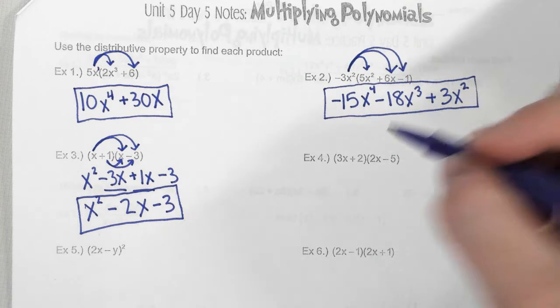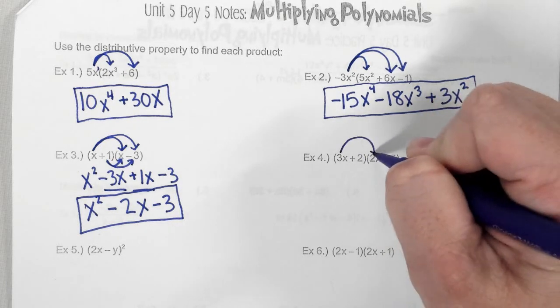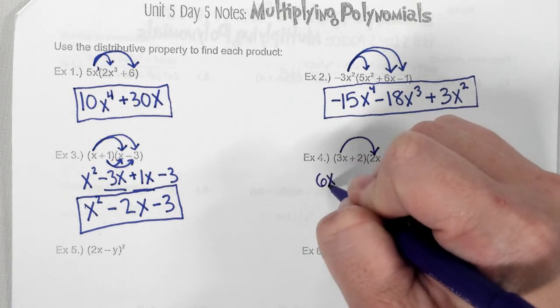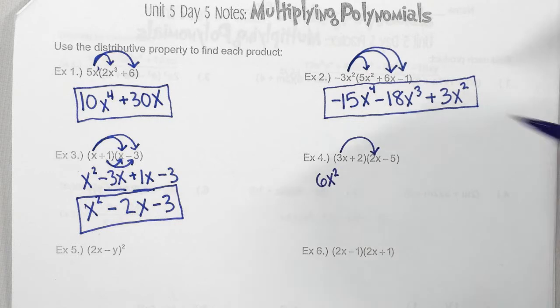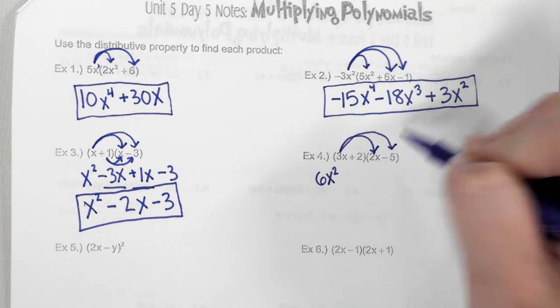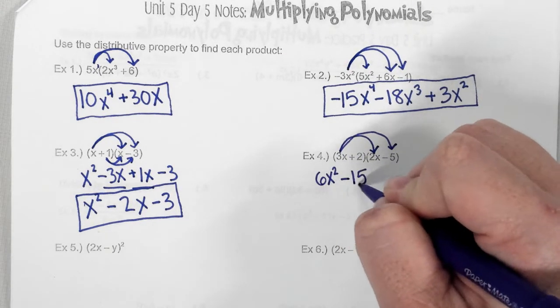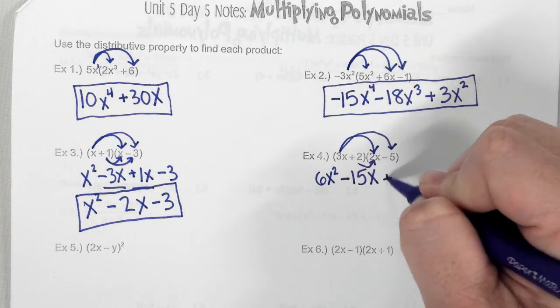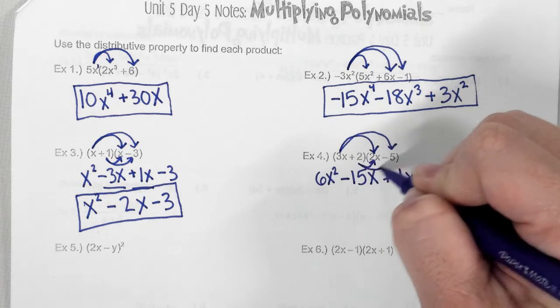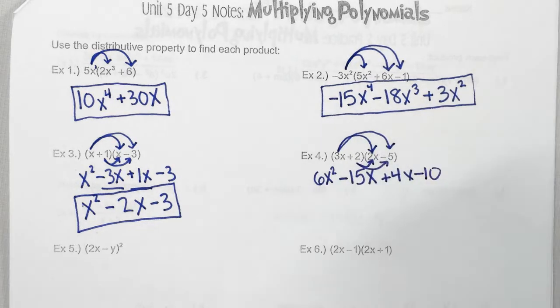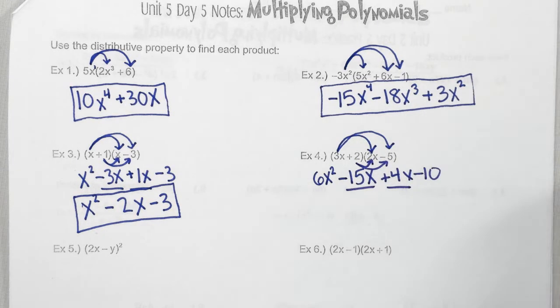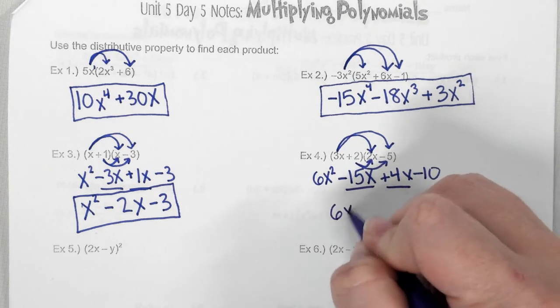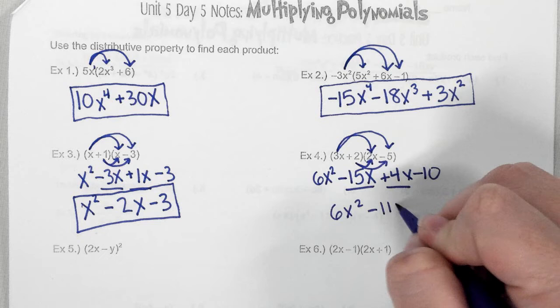Okay, so what do I get with the first? 6x squared. And then what? Minus 15 what? X. So plus 4x minus 10. And what two terms can we combine? The middle two. And what does that give me? Perfect.